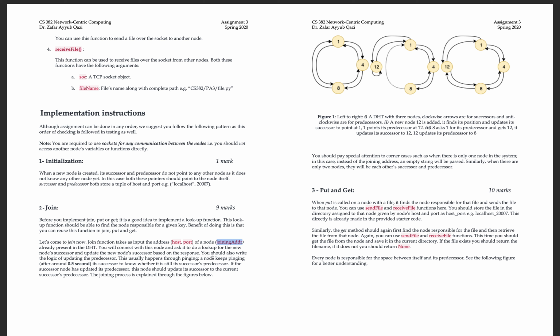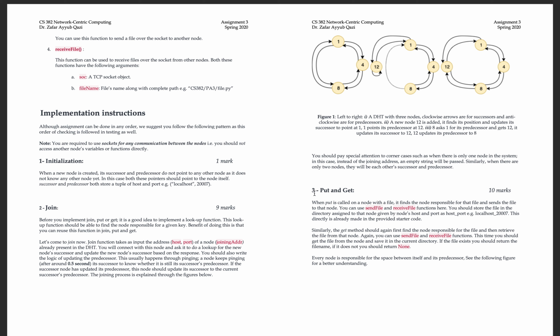Also, another base case is of two nodes. In case of a two node system, if let's say we had 1 and 8 in the system, 1's successor as well as predecessor would be 8, and similarly 8's successor and predecessor both would be 1. So these are the two base cases that you need to handle as well. We have separate test cases for both these base cases as well as the general case. So the test cases will make you implement all these cases.